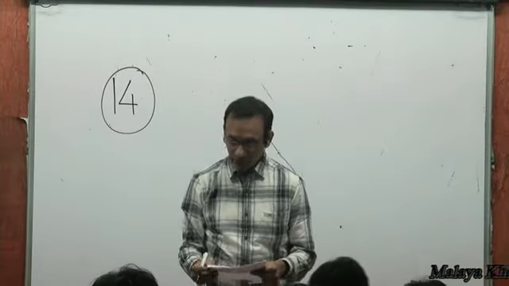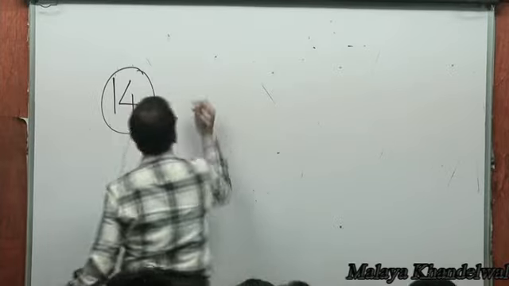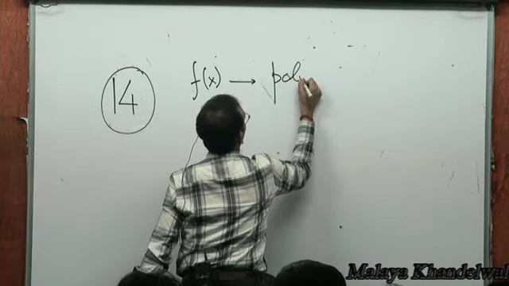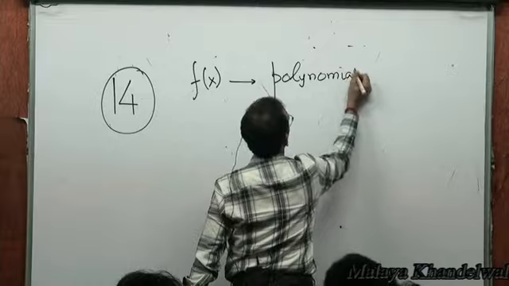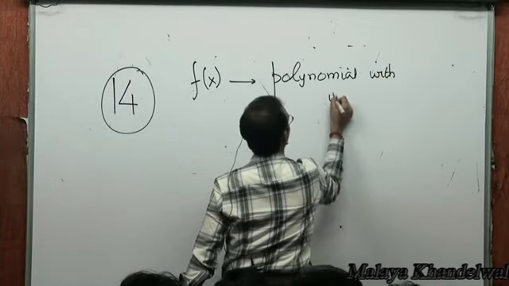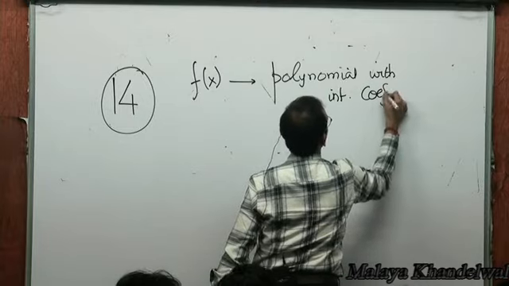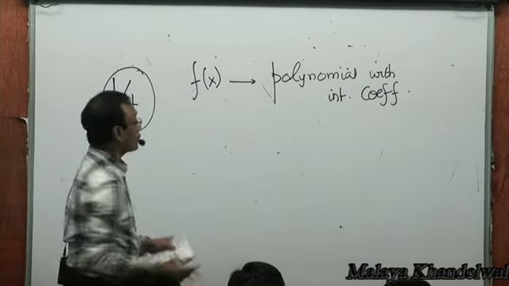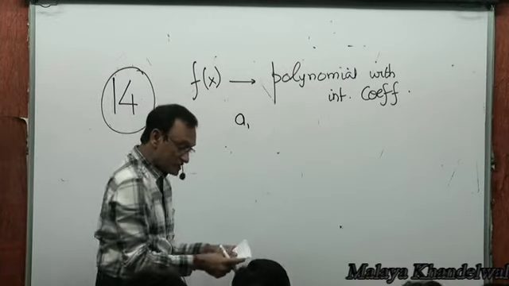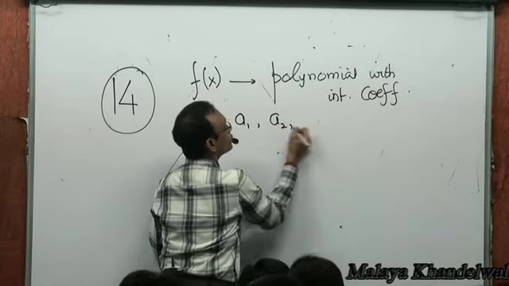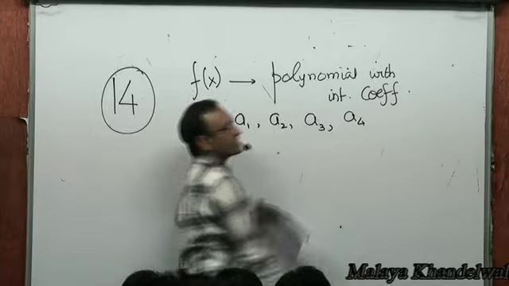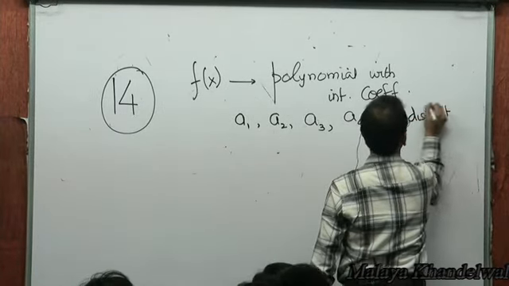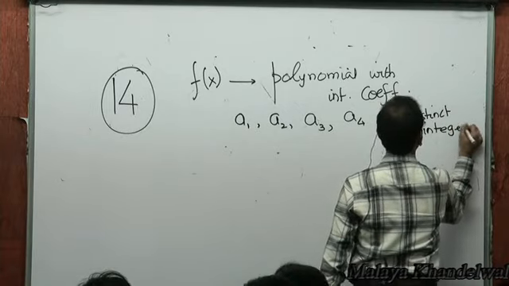f(x) is a polynomial with integer coefficients. What's given is f(x), a polynomial with integer coefficients, right? Such that there are 4 distinct integers, a1, a2, a3 and a4. These are 4 distinct integers.